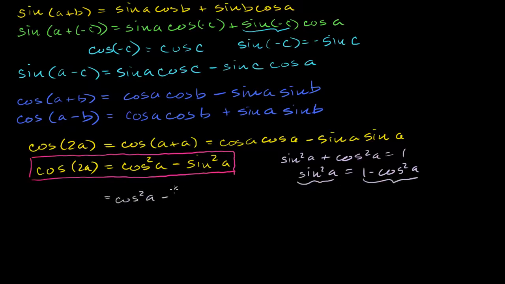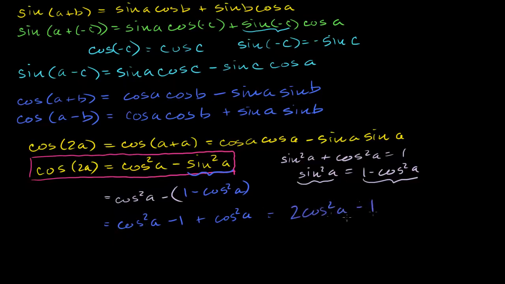So minus, I'll do it in a different color, minus 1 minus cosine squared of a. That's what I just substituted for the sine squared of a. And so this is equal to the cosine squared of a minus 1 plus the cosine squared of a, which is equal to, let's see, we're just adding. I'll just continue on the right. We have 1 cosine squared of a plus another cosine squared of a. So it's 2 cosine squared of a minus 1. And all of that is equal to cosine of 2a.